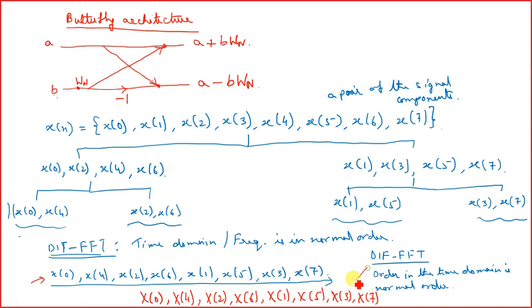So this is for the DIF FFT order. Okay, the frequency component is in this decimated order. Okay, however, the input in the DIF FFT is in the normal order. Normal order means it is in this order: xn equal to x0, x1, x2, x3, x4, x5, x6, x7. Okay.